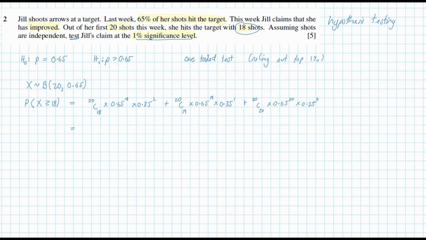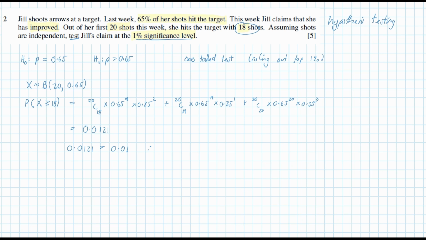Okay, I'm getting 0.0121. And once you get this result, that's basically 18 and above is 1.21%. So you've got to compare it to the significance level. So we're going to go 0.0121. Now we can see that that's greater than 1%, isn't it? So it's greater than 0.01.